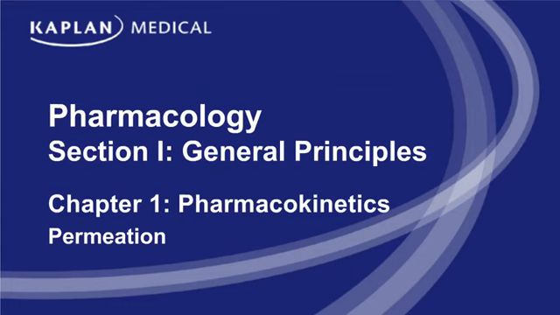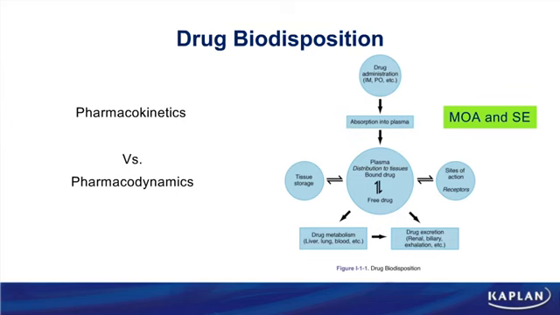Chapter 1 is going to deal with pharmacokinetics. This diagram shows us the relationship between pharmacokinetics and pharmacodynamics. These are terms that you need to be familiar with. And the first thing that you should do is come up with a definition for each of these terms. I believe in simple definitions, so let's come up with a simple definition for pharmacokinetics.